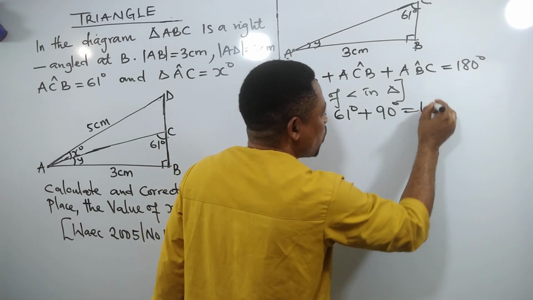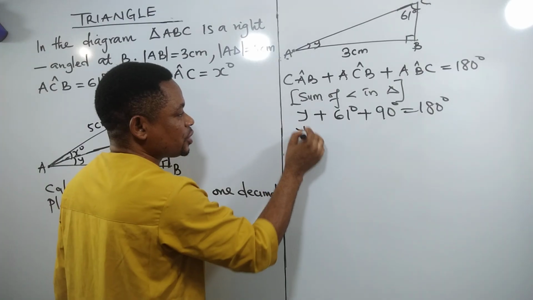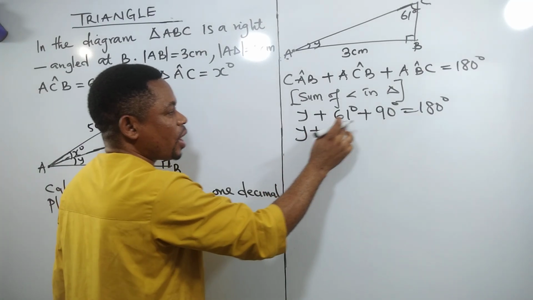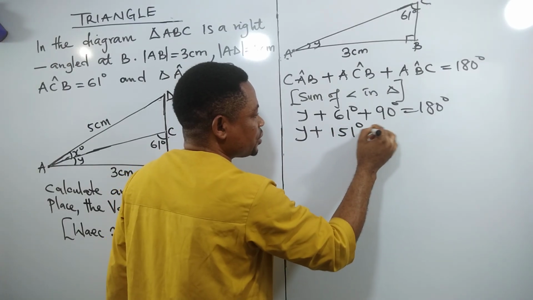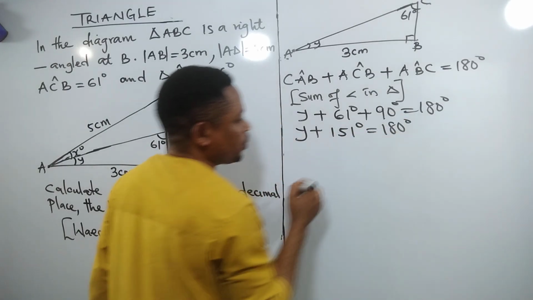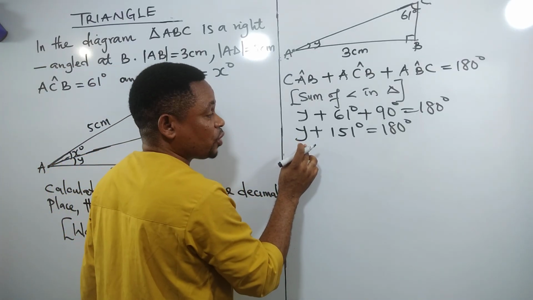Degrees. And this is 180 degrees. Can we continue? Now, this is Y, right? Y plus 61 plus 90 will give us 151 degrees, which is equal to 180 degrees. My target is to make Y the subject of the formula.